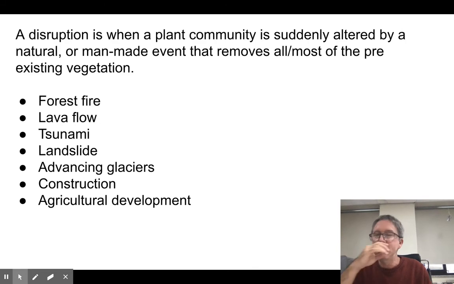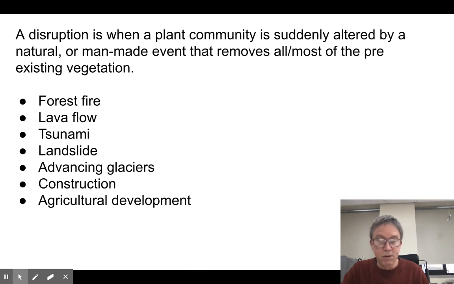Now let's talk about disruptions. An ecological disruption means that we took a pre-existing plant community, or just community really, but we'll focus on the plants, and we disrupt it somehow. We basically wipe it down to either bare rock or bare soil. We basically get rid of the plant community. So how does this happen? It happens a number of ways.